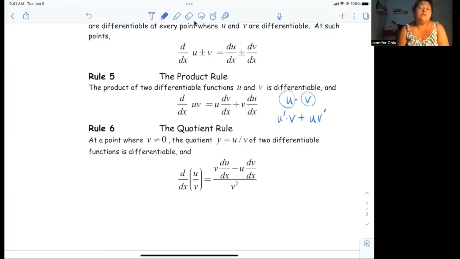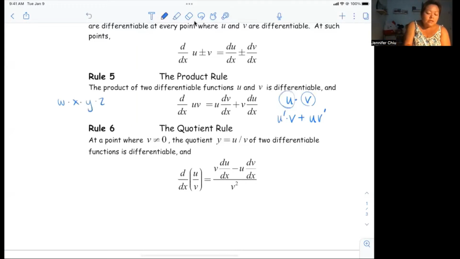Some books actually use this notation, u prime v plus uv prime. So that's another way to do it. I'm not a huge fan of memorizing it this way because if you have three terms, then students get really confused. But if you have three terms or more terms than two multiplying together, basically it's like w times x times y times z.